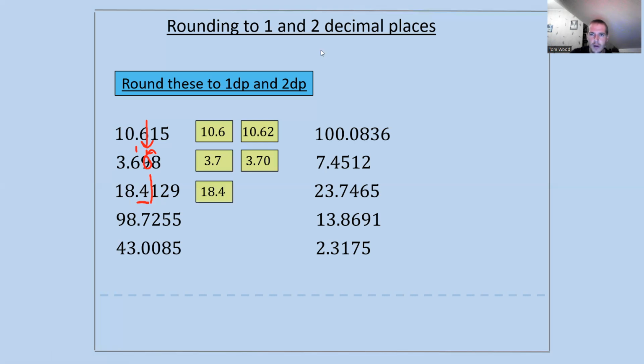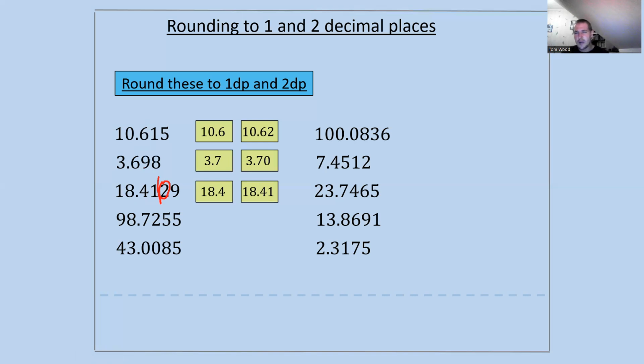For the next one as well, so to 2 decimal places, that's where I'm going to draw my line. It's going to have 2 decimal places. The 1 there, it's either going to be 18.41 or it will be 18.42. I look at my next value, this 2, is that going to impact it? No, it's not. 18.41 will be the answer.